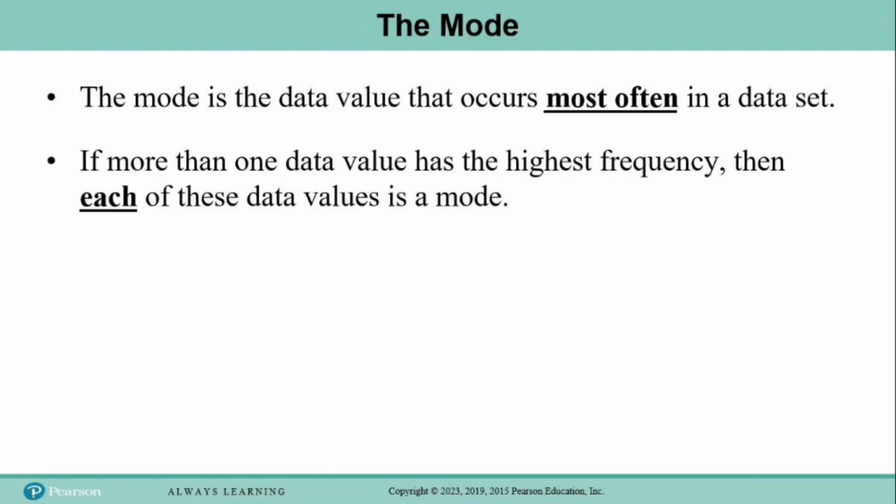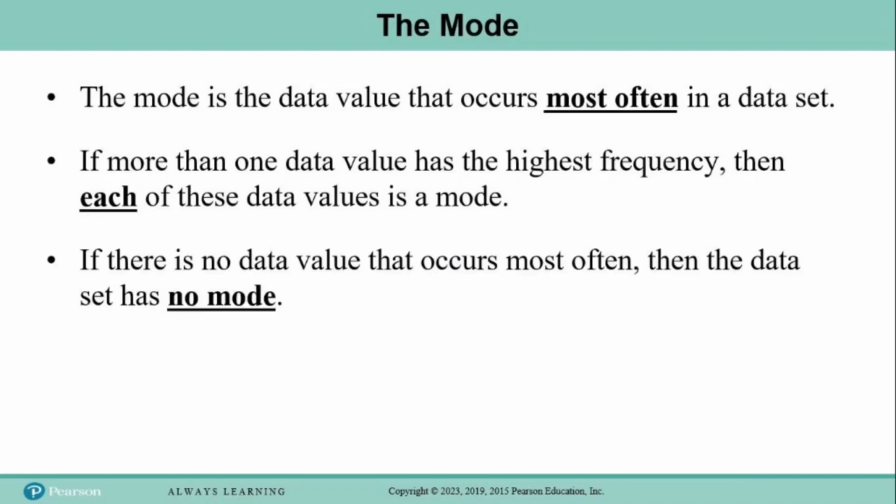We know that when we calculate mean, there's only one number that can be the mean. There's only one number that can be the median. But when we report the mode, there can be more than one mode. On the other hand, if there's no data value that is repeated, so all the data values are different, then we can say that the data set has no mode, and that is also appropriate.